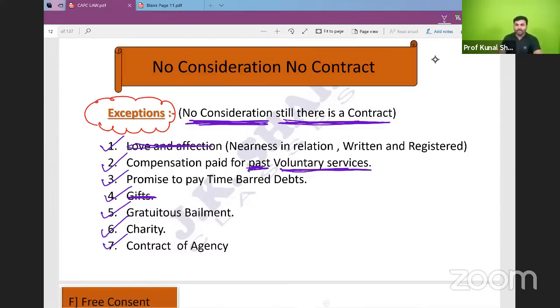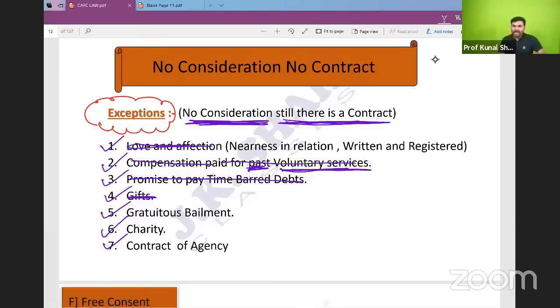So the rule says no consideration, no contract. But yes, there are certain exceptional cases wherein even if there is no consideration, still there is a valid contract. The very first exceptional case was about love and affection. The second exceptional case was about compensation paid for voluntary services. And one more exceptional case, which we have already covered, was nothing but gift. The next exceptional case, promise to pay time barred debts.